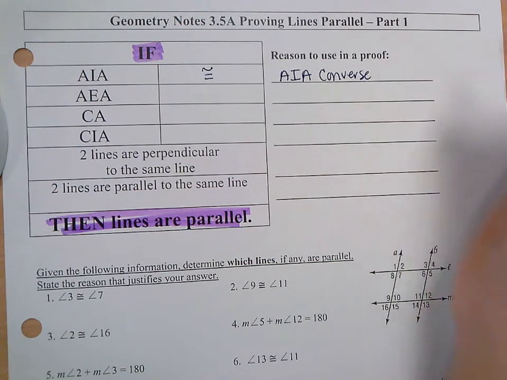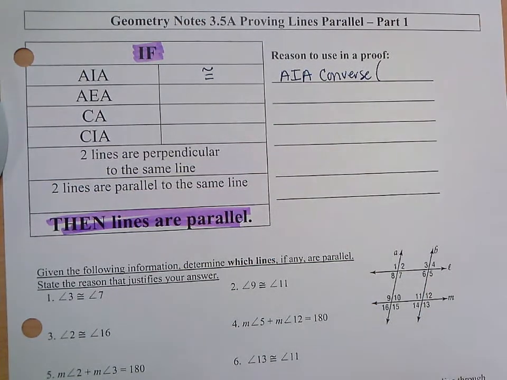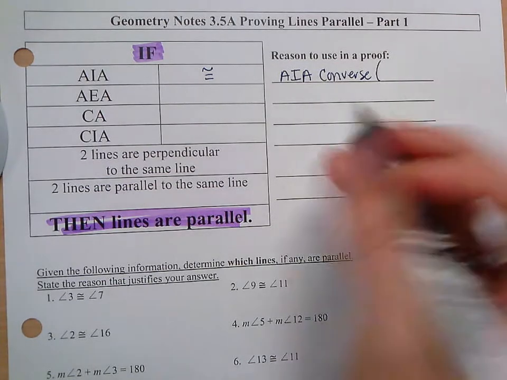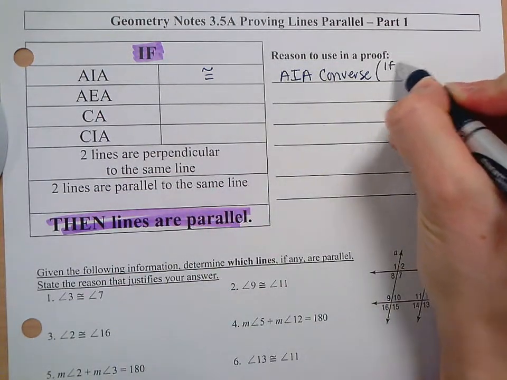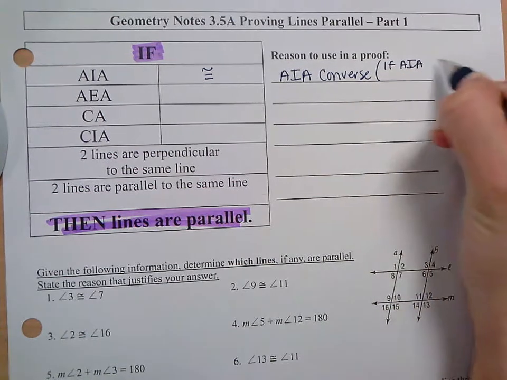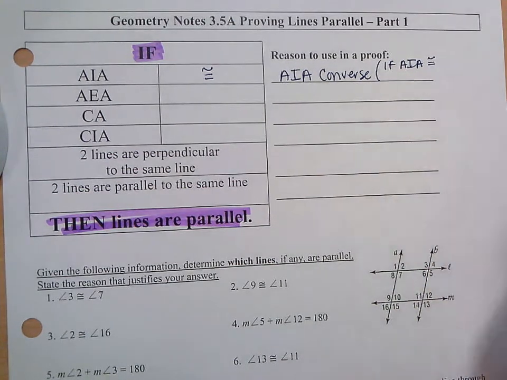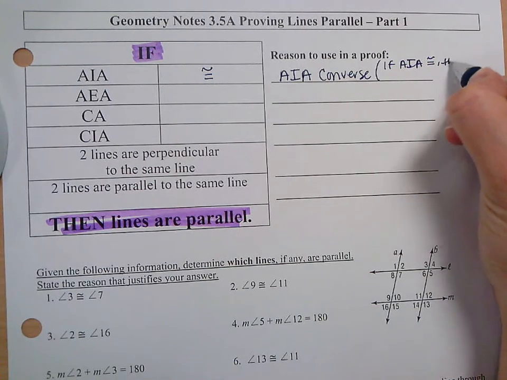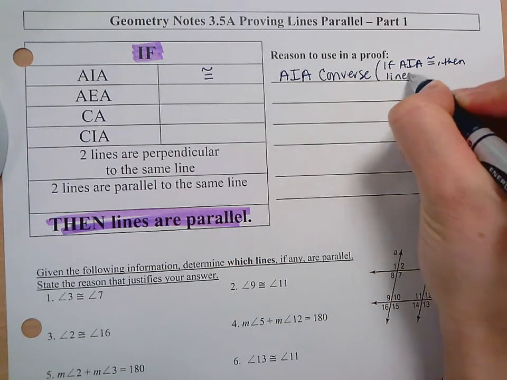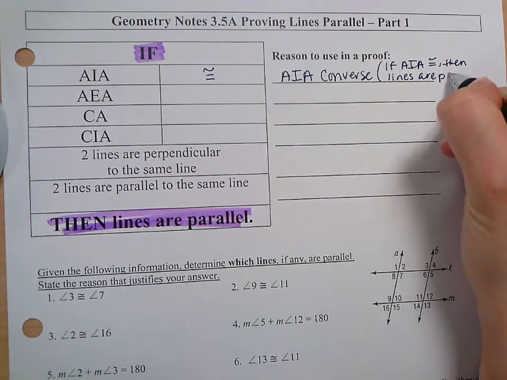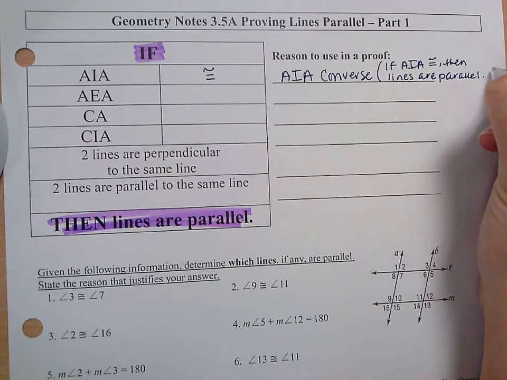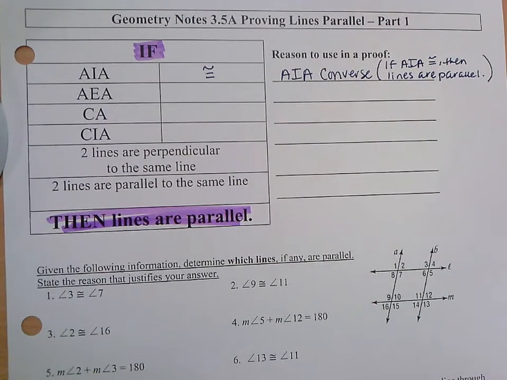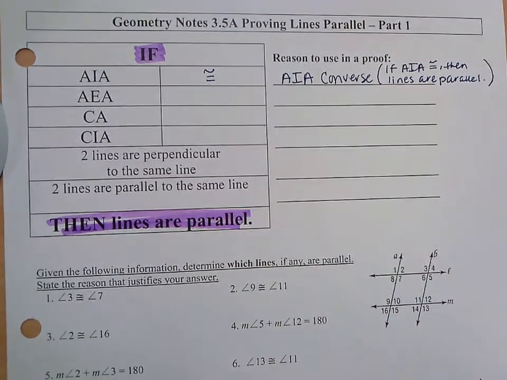I'm not going to write it out for all of these, but I will for this one just so you know what that statement actually means. As a full sentence, this is what it would look like. If alternate interior angles are congruent, then lines are parallel, whichever lines you're trying to prove are parallel. That's the full sentence, but you just have to write as the reason AIA converse. So you're saying since the angles are congruent, therefore the lines must be parallel. So that's our conclusion.